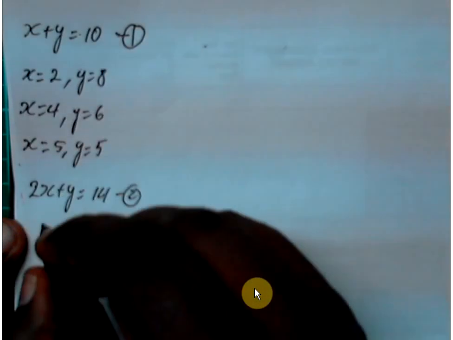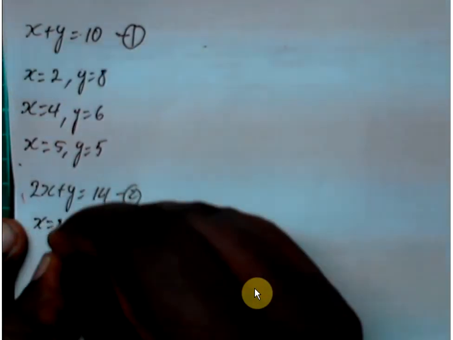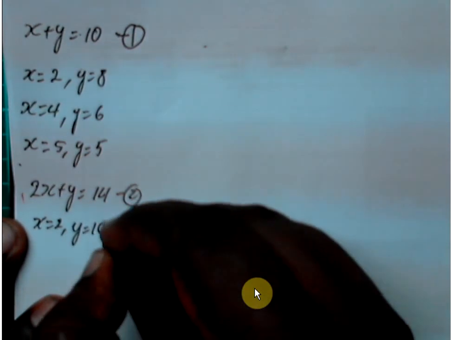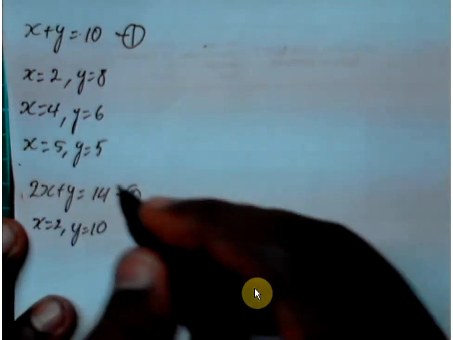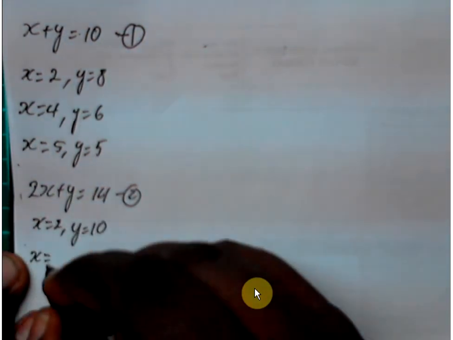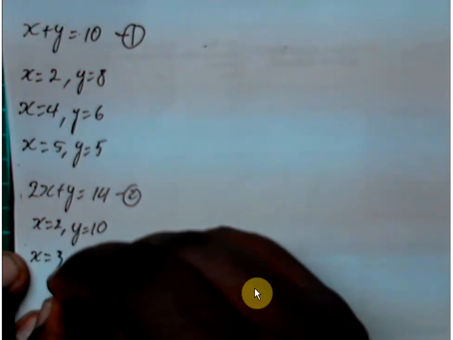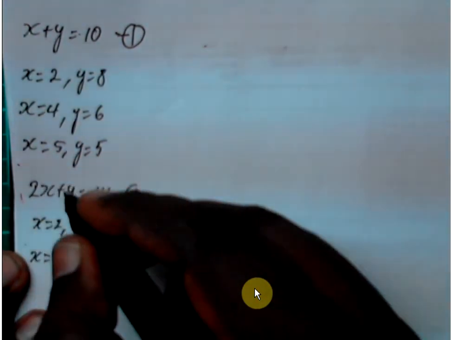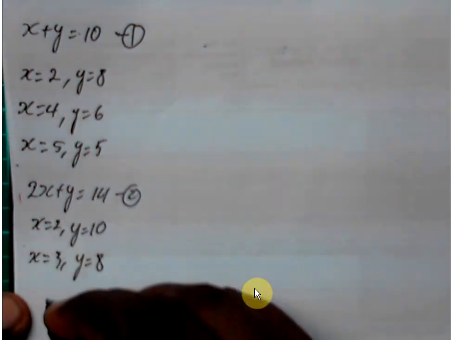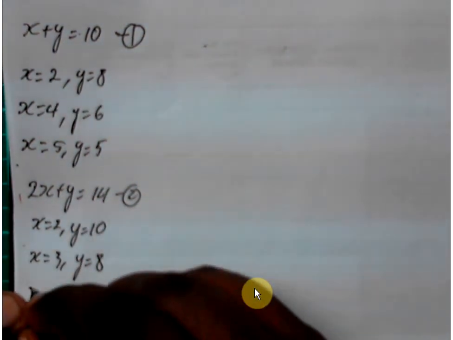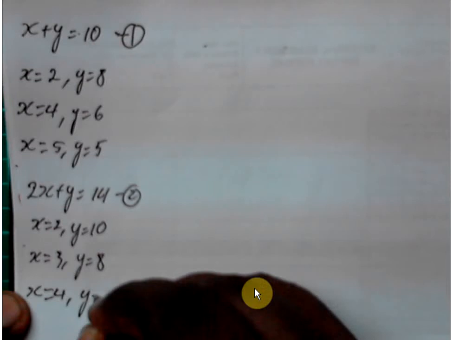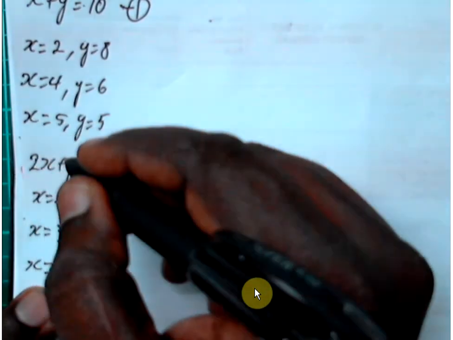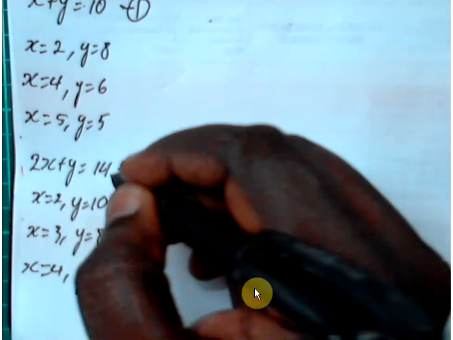So first, you can have x equals 2 and y equals 10, because 2 times 2 is 4, 4 plus 10 is 14, that works out. Another combination could be 3 and 8. 2 times 3 is 6, 6 plus 8 is 14. And another combination could be 4 and 6. 4 times 2 is 8, 8 plus 6 is 14.